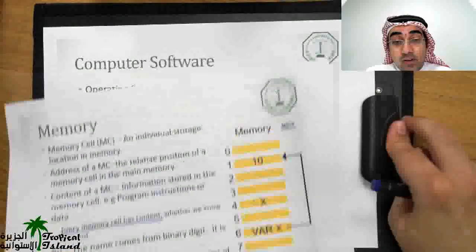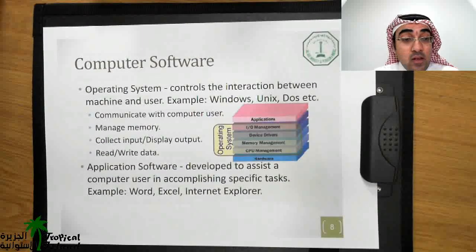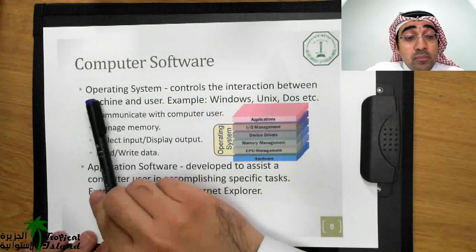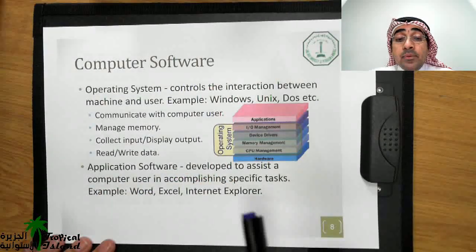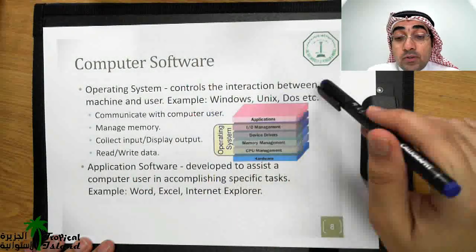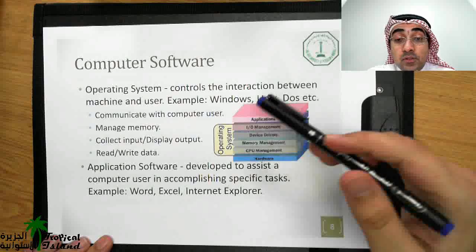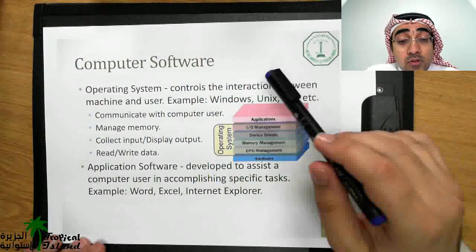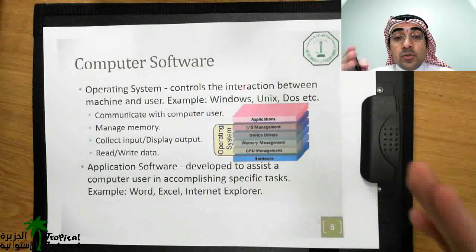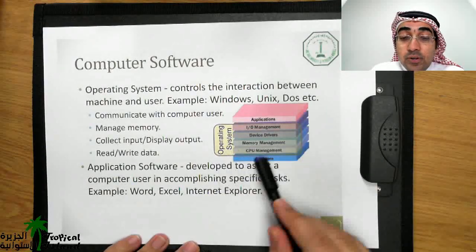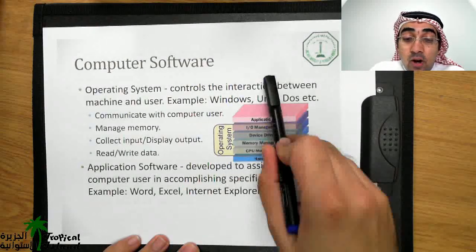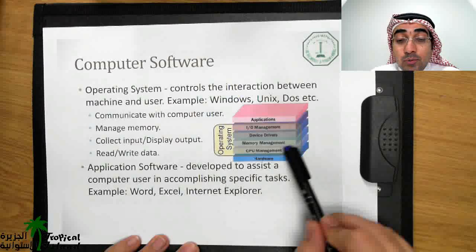So going on: computer software. What is computer software? We talk first about the operating system. The operating system controls the interaction between the machine and the user. Examples are Windows, Unix, DOS, or any other operating system that you might encounter. What does the operating system basically do? The operating system sits between you and the hardware. If this is where you have the hardware, and this is where you lie on top, it sits between you and the hardware, and it's controlling the hardware for you.